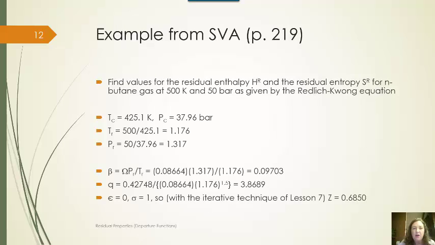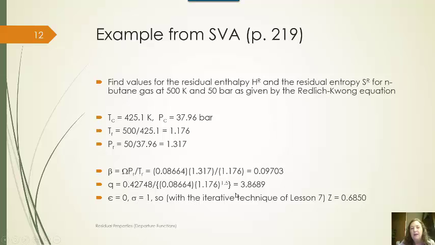Okay, so I need to first find data, the critical temperature and pressure. I'm going to also need omega in a few minutes. Oh wait, no, I don't for the Redlich-Kwong. Okay, so I just need TC and PC. TR is the temperature over TC, so that it's dimensionless, so 1.18. The reduced pressure is the pressure over PC, so in this case 1.317. And then I use those throughout these various formulas.